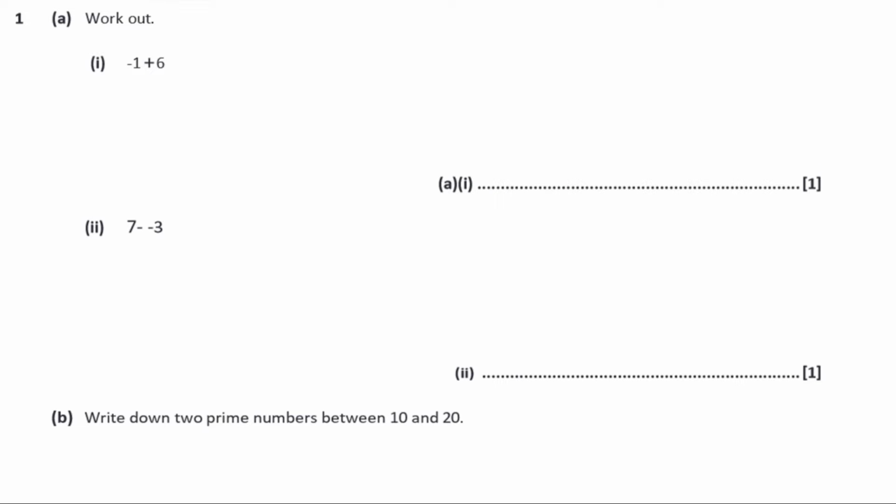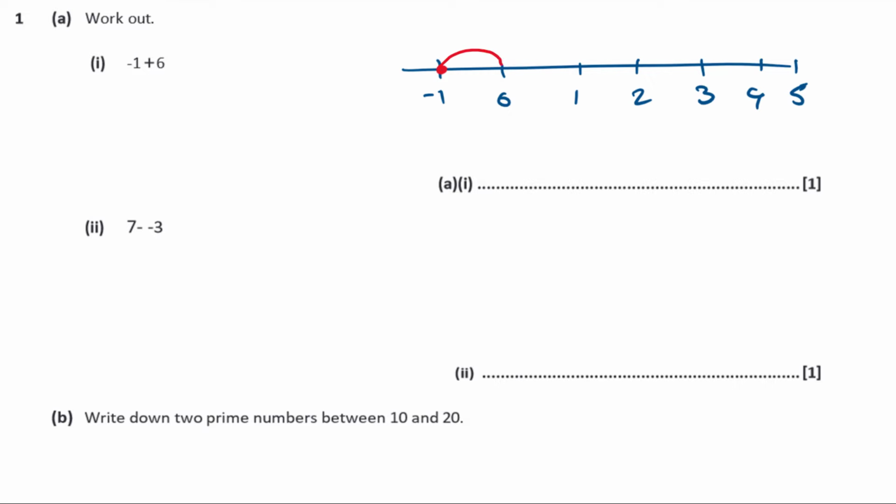Okay, so when you're adding and subtracting positive and negative numbers, it's a really good idea to use the number line. So if we start on -1 and I want to add 6, I'm going to start here, aren't I? And adding is going in a positive direction, so I go 1, 2, 3, 4, 5, 6 jumps. That's going to take me up to +5, isn't it? Okay.